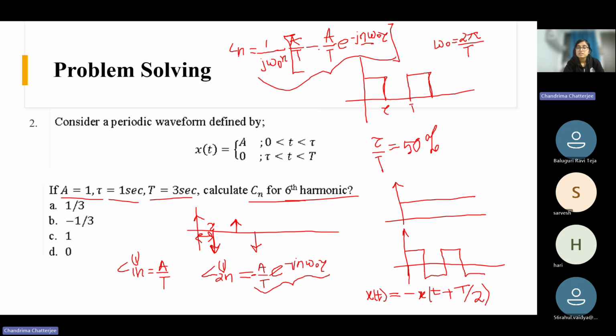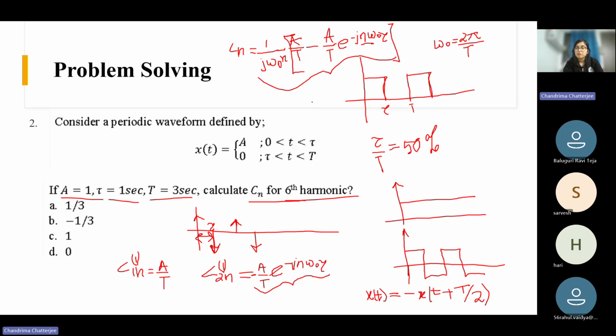A by T you can take common. A by T will go outside, and within the bracket, 1 minus e to the power minus j n omega naught tau. Here n is 6, then 2 pi by T, and tau by T is 1 by 3. So 6 times 2 pi is 12 pi, divided by 3, that is 4 pi. So e to the power minus j 4 pi.